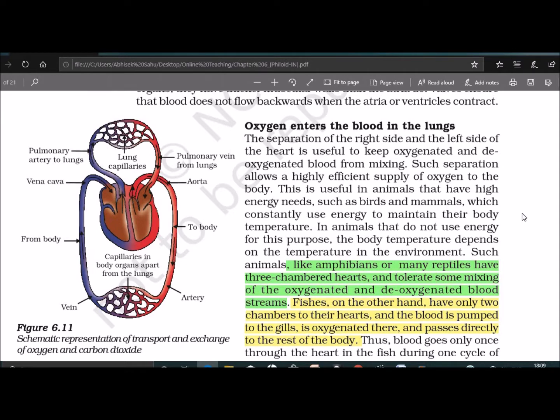The oxygen-rich blood from the lungs enters the left atrium. The left atrium relaxes when it is collecting the blood. Then it contracts while the next chamber, that is the left ventricle, expands so that the blood is transferred to it. From the left atrium, the blood is transferred to the left ventricle through a bicuspid valve. From the left ventricle, the blood is pumped to various parts of the body through aorta.